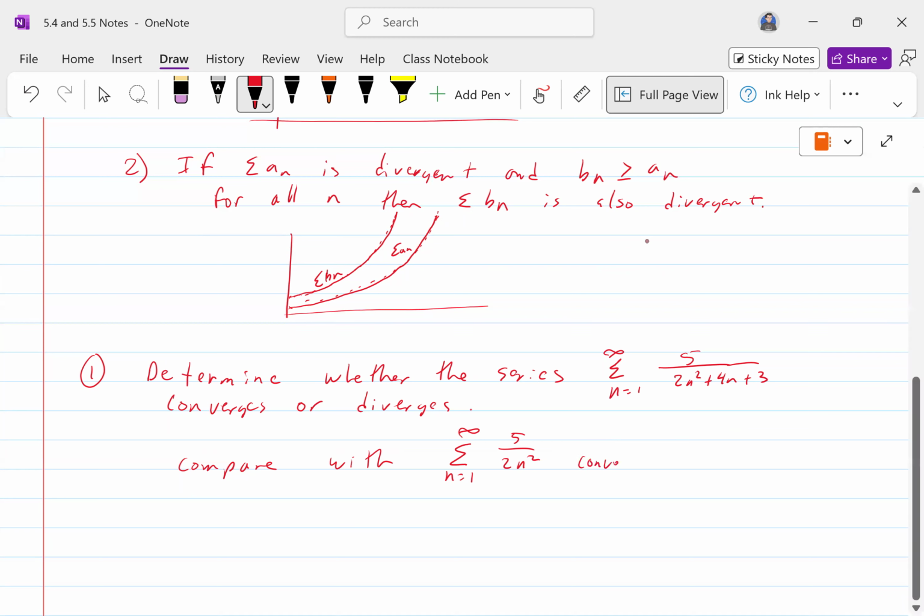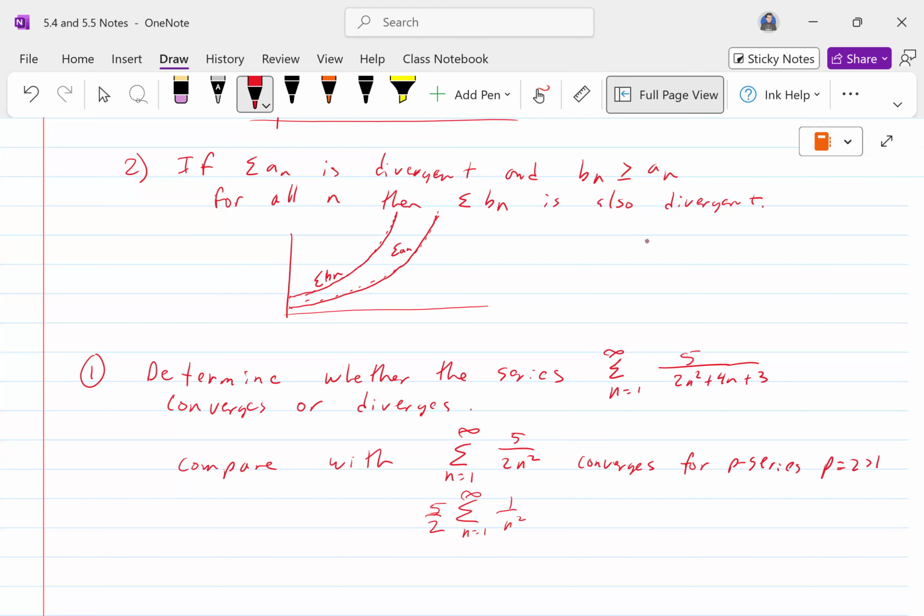This converges for a p-series with p equals 2, which is greater than 1, so it very much converges, since we could have just pulled that 5 halves outside and gone 1 over n squared. So that definitely is a p-series. It converges.